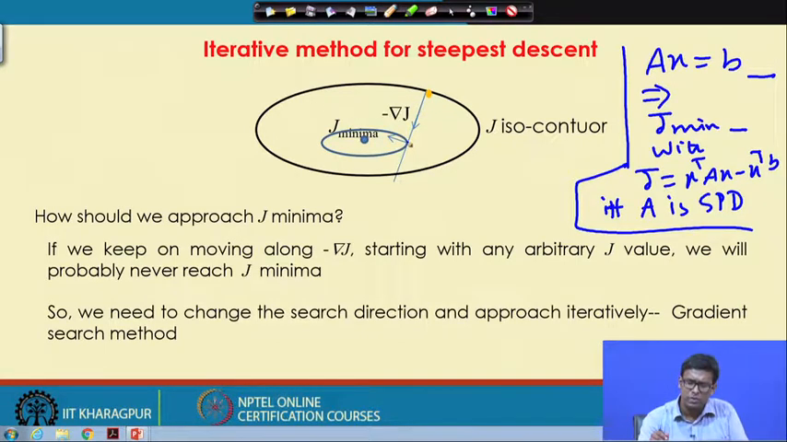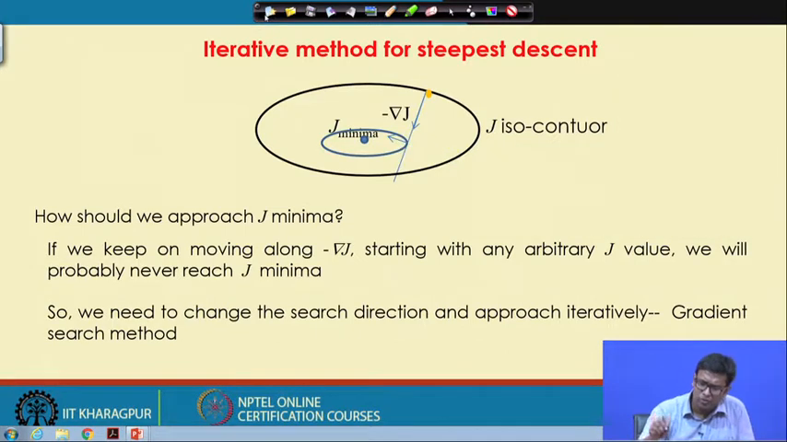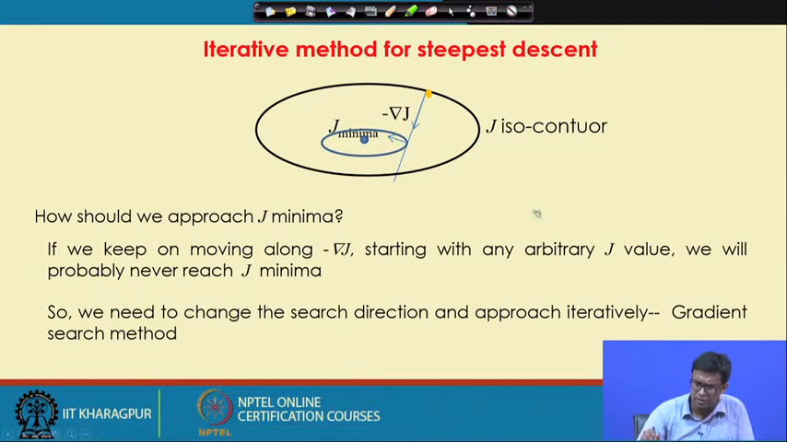So, we will go up to a certain distance and then we will draw the J isocontour again. This is another isocontour, and we draw a minus grad J. So, this is again a new minus grad J at this particular location, and we move along that. In this way, we will keep on changing the search directions and finally approach the minima of J. So, we will look into the details of this method now.